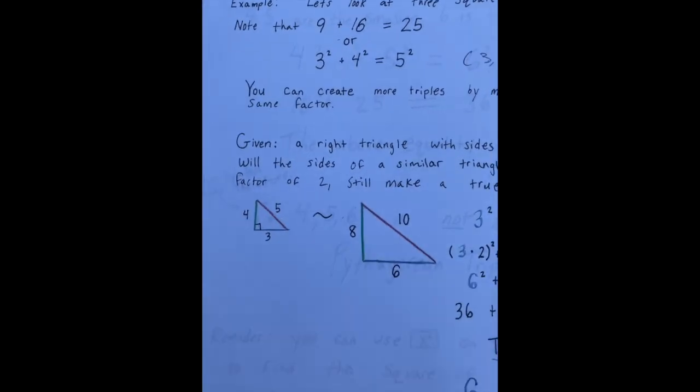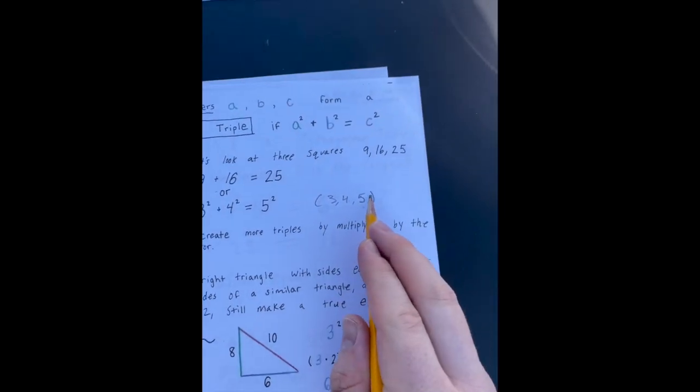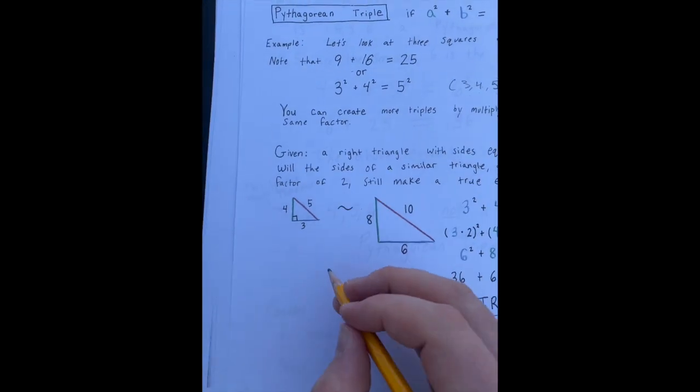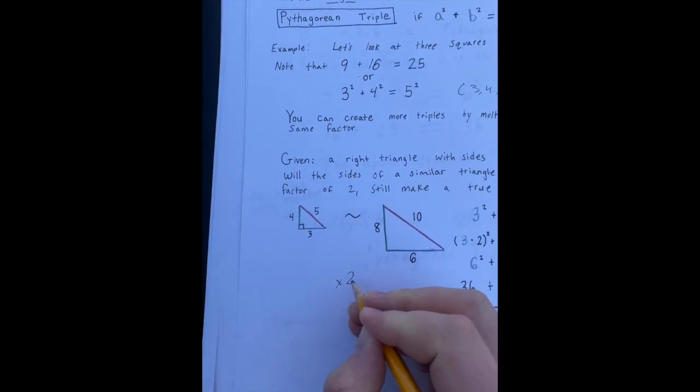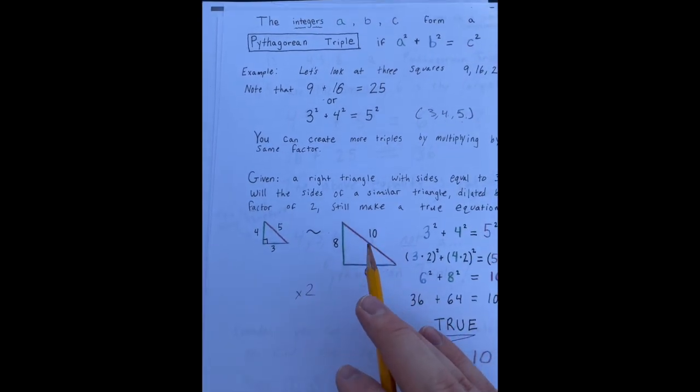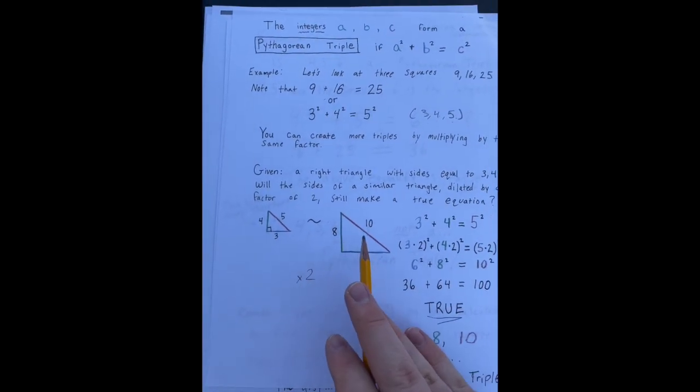So what happens is we take our standard triangle that we know is fundamentally true, and then we double its value by multiplying each of its sides by 2. So 6, 8, 10 is that same triangle, but doubled in size.